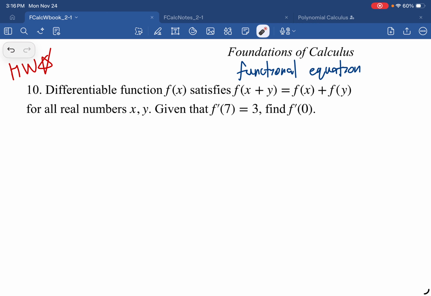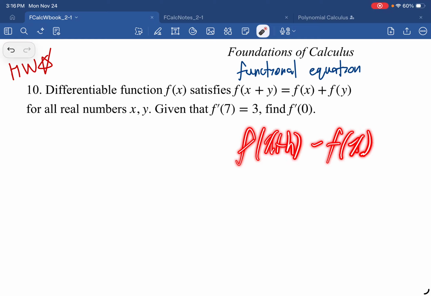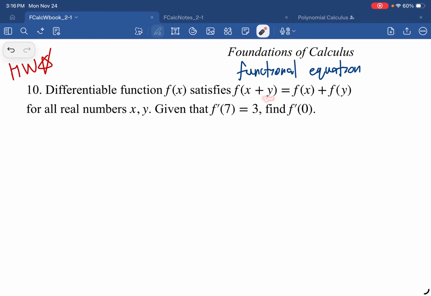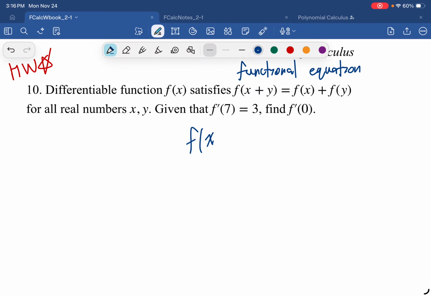As you can see, we have two variables here. So we have x and y. So let's see if we can do anything about that. So remember that the definition of the derivative is f of x plus h minus f of x. And if we let the variable y act as h, then we can slightly rearrange it so that f of x plus y minus f of x equals f of y.